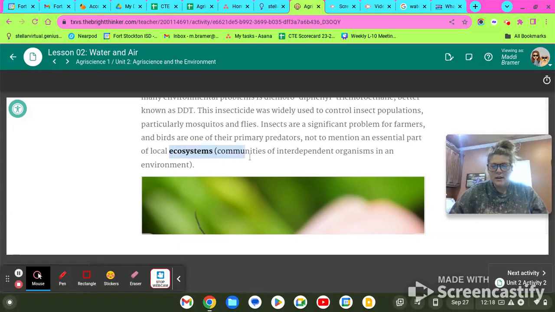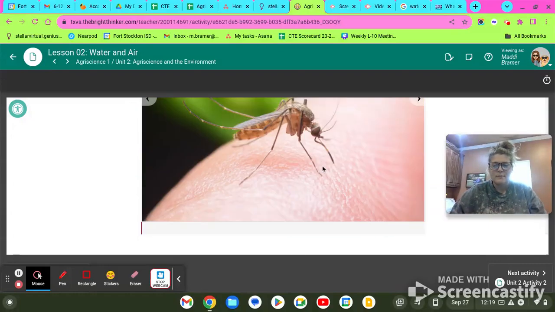You've got a vocabulary word: ecosystems, communities of interdependent organisms in an environment. So just one little area where everything's working together.